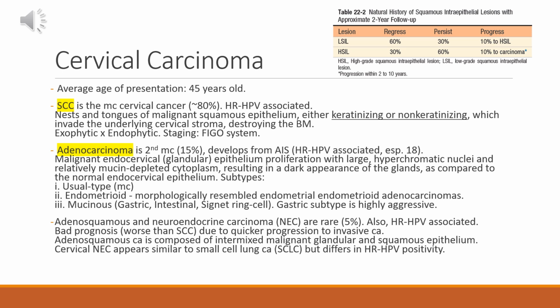Next, we can talk about adenosquamous and neuroendocrine carcinomas, which are much rarer, and they are also high-risk HPV associated. Both of them have worse prognosis than SCC because they grow faster and progress faster to invade. Adenosquamous carcinoma is composed of an intermixed malignant glandular and squamous epithelium, and cervical NECs, neuroendocrine carcinomas, appear similar to small cell lung carcinoma, which is also an NEC of the lung, but they differ in high-risk HPV positivity, which small cell lung carcinoma lacks.